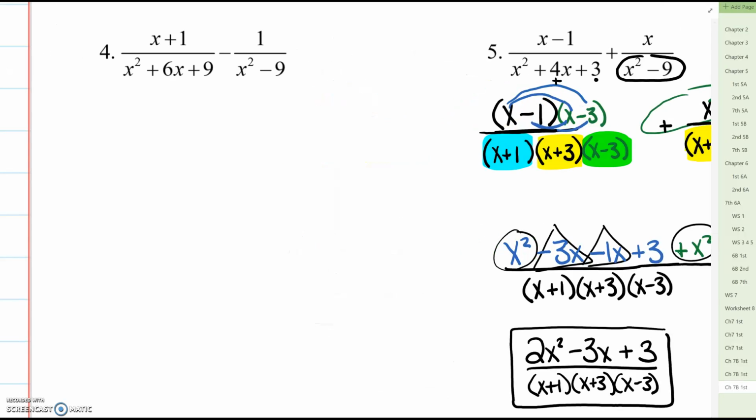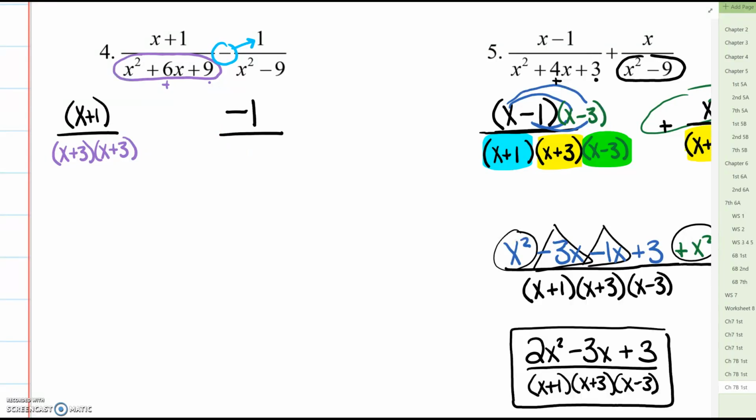Okay, number 4, let's tackle this one really quick. We have x plus 1 over, we need to factor x squared plus 6x plus 9. We need two numbers that multiply to give us 9 and add up to 6. x plus 3, x plus 3. What symbol is in between these two fractions? Anytime you have a subtraction sign, attach it to the next numerator. So I'm going to write after a space negative 1 over, and then factor this, x plus 3, x minus 3.